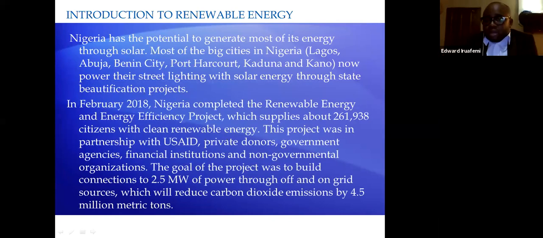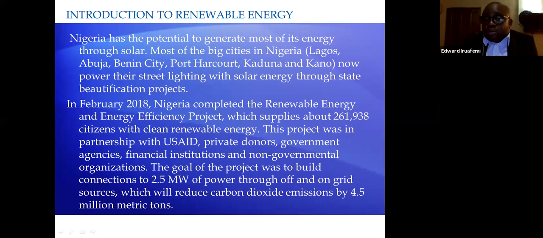Then in February, Nigeria completed the Renewable Energy and Energy Efficiency Project, which supplies about 261,000 citizens with clean renewable energy, because they've really seen that this is the way forward. There's no other way but to go through this energy sector. So this project was also partnered with USAID, most private donors, government agencies, financial institutes, and non-governmental organizations have actually looked into it to see that this is a very big place, that it's an untapped area we're not really looking into, but we can use that in generating a lot of power to sustain the grid.